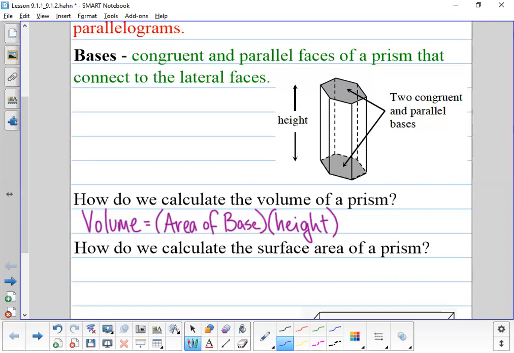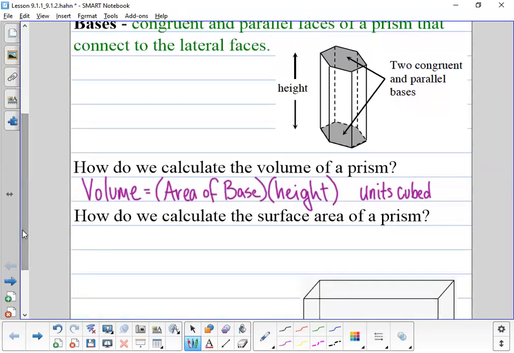When we're calculating volumes, our units are always going to be units cubed, so to the third power, because we have 3 dimensions. You've got the length, the width, and the height. So we need to account for all 3 of those dimensions in our units. So it would be units cubed. When we're calculating the surface area of a prism, your surface area is going to be the area of every single face added together.